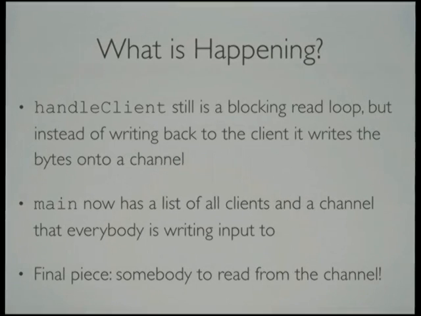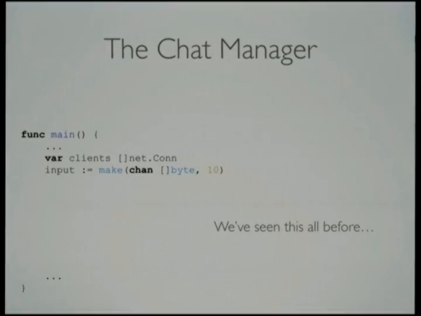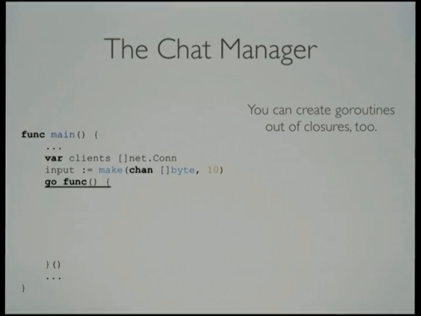You could implement that if you want, but we need one more piece, which is the piece that reads from the channel and does something with it. So we're going to build a chat manager. This is the code we've already got. We've seen this. We're going to create a closure, which is pretty much like you'd expect. It's an anonymous function, which you then call at the end. But we're going to put it in a Go routine. You can make Go routines of any function call. You can say go whatever, go func to do a Go routine closure. So we're going to put stuff in here.